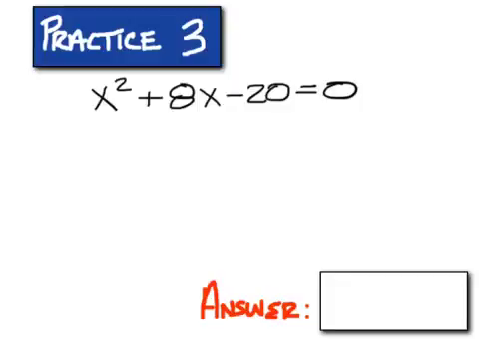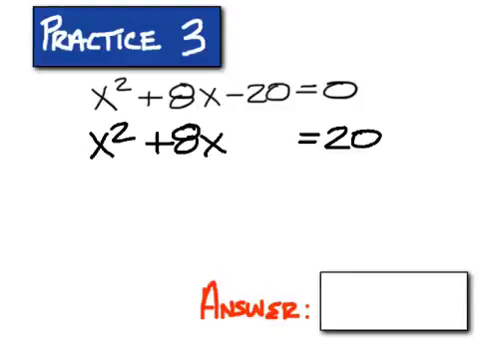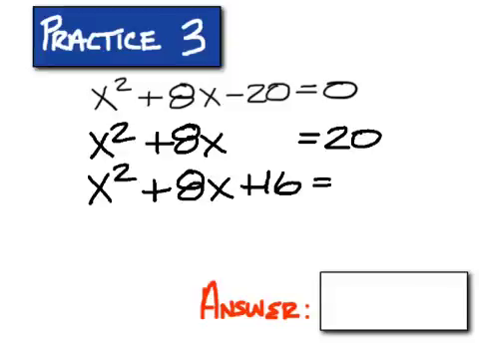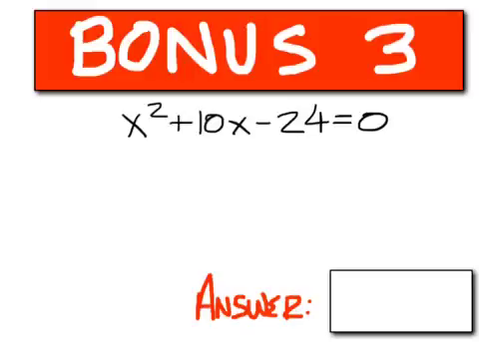On the practice problem, step 1 is x squared plus 8x equals 20. And then step 2, half of 8 is 4. Square the 4 to get 16 and add that to both sides. Same thing on the bonus, just bring me step 2. Step 2 only.